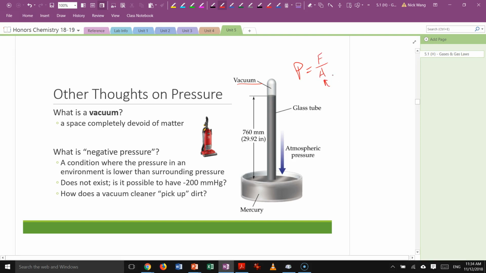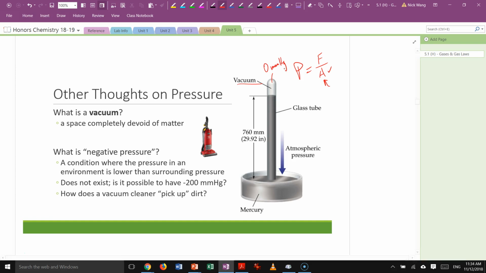You might have a surface area on the inside, sure, right? But what force is there? What particles are pushing against the surface? And that's none. That's 0. That's why the pressure in here is considered to be 0 millimeters of mercury or 0 atmospheres or whatever else you want to use for measuring pressures.